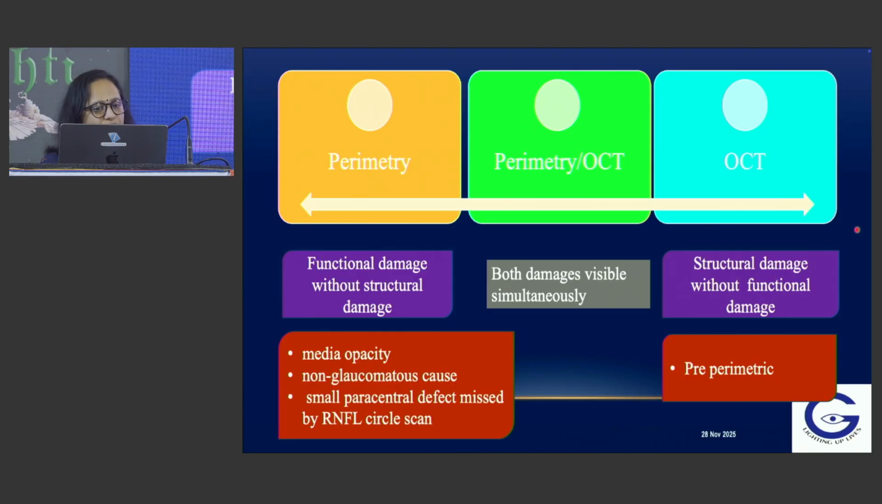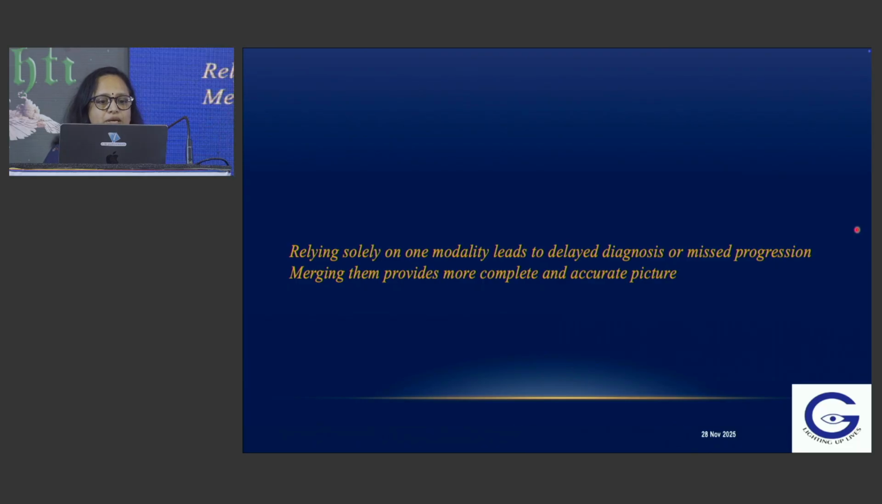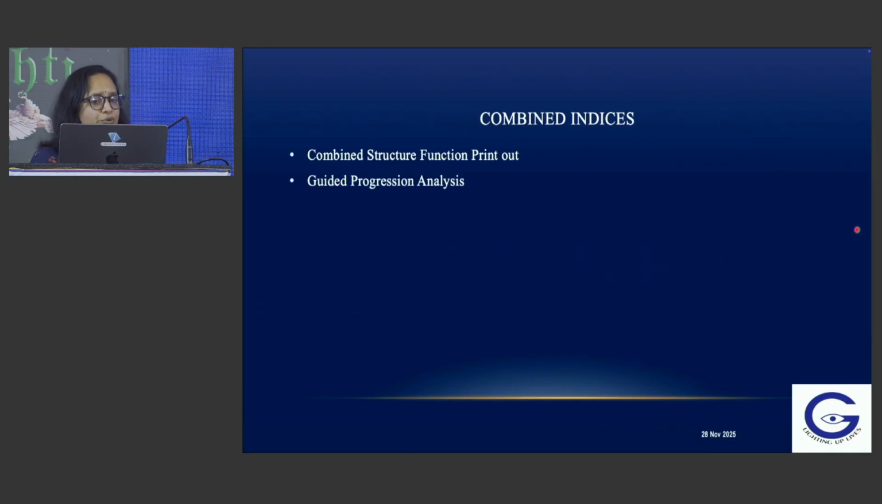And also sometimes you can get the visual field defect without a structural damage, especially in media opacity, non-glaucomatous causes, and in small paracentral defects missed by the RNFL circle scan. However, in most of the cases, you may be able to get both the OCT and the perimetric changes. And also the progression rates are different for perimetry and OCT. So relying solely on one modality leads to a delayed diagnosis or misprogression, and merging them provides a more complete and accurate picture. Now you have combined indices to make it easy for the physician.